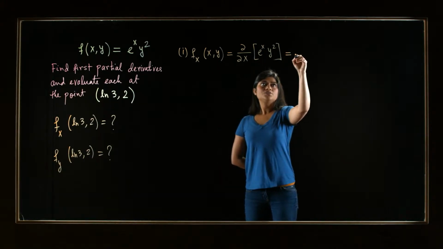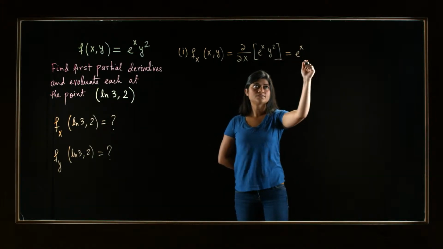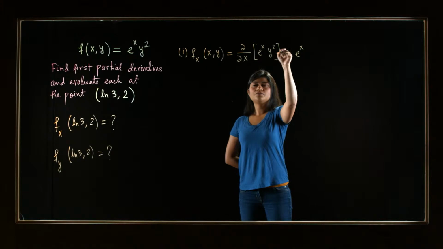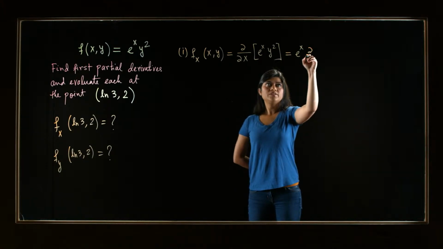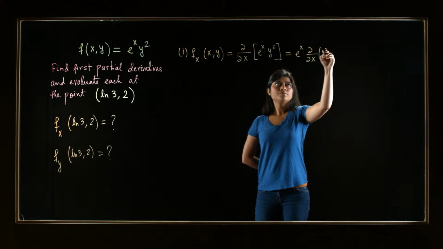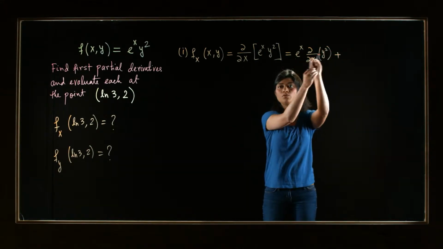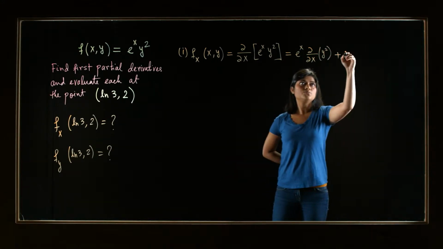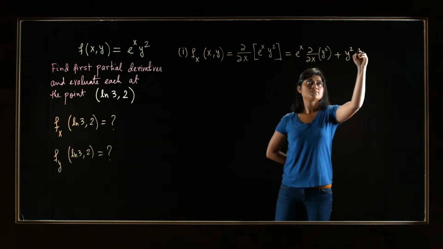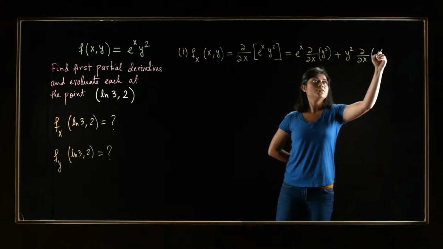Product rule says you keep one of the functions, say e to the x, as it is, and take the derivative of the second one, in this case the partial derivative of y square. Then add, and switch the role of the two functions. So keep y square as it is, and take the partial derivative of e to the x.